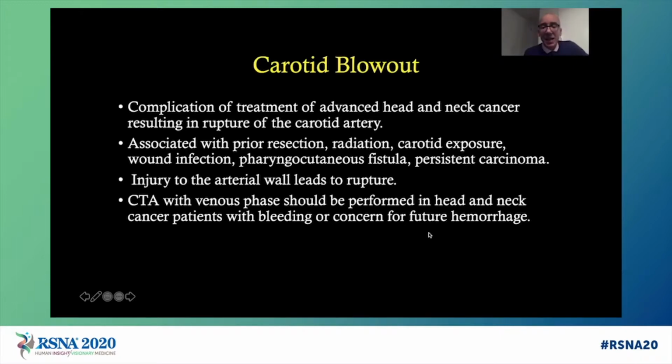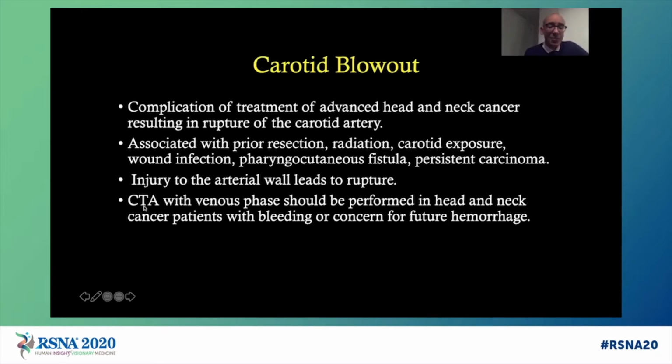It's a complication of treatment for advanced head and neck cancer that results in rupture of the carotid artery or one of its branches. It's associated with a number of different things that can cause injury to the vessels, and that includes prior aggressive resection, prior radiation, exposure of the carotid artery, either to a pharyngocutaneous fistula or an infected wound, for example. And then also persistent carcinoma adjacent to the vessel is also known to be a risk factor. Basically, any of these things or some combination of them cause injury to the arterial wall, which leads to rupture.